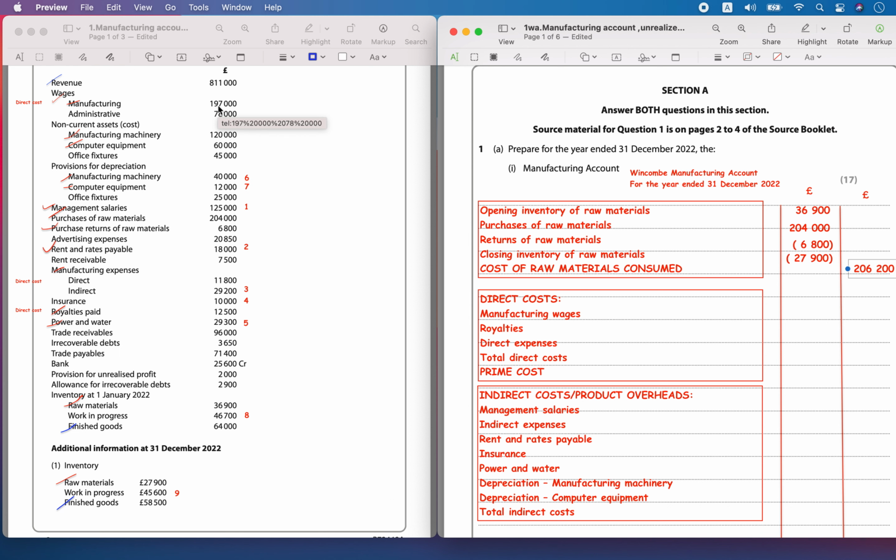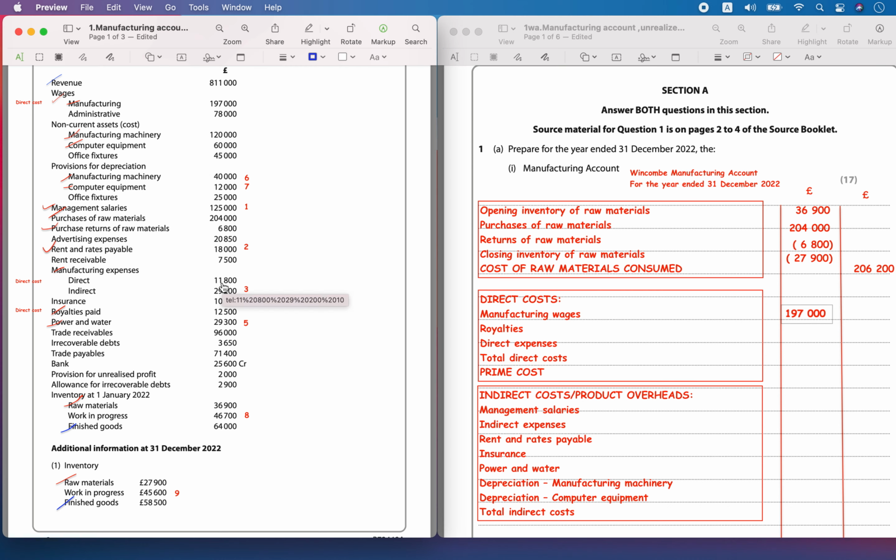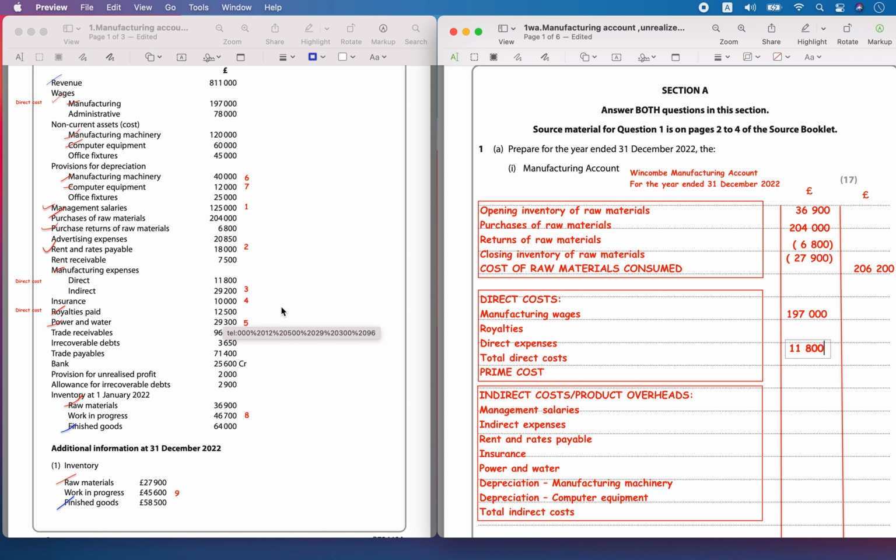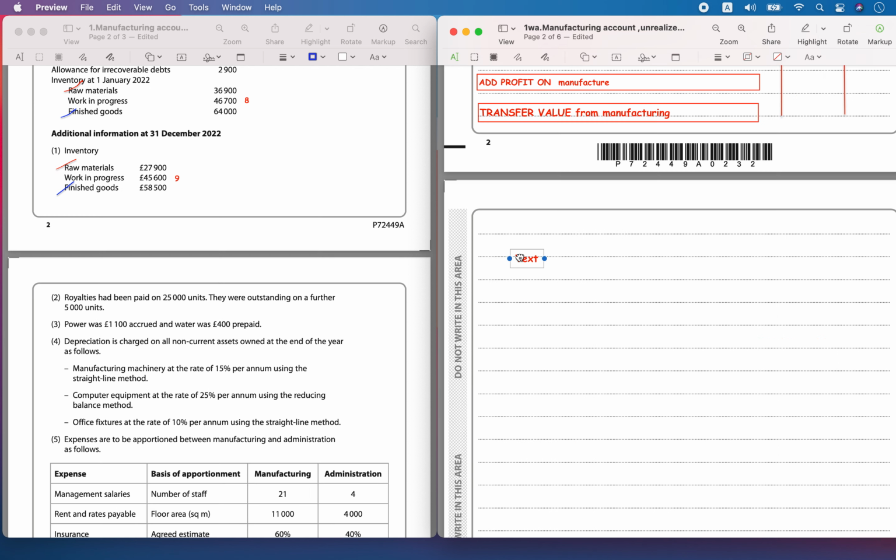206,200. Okay, manufacturing wages is 197,000. Manufacturing expenses, you have some direct costs which is 11,800. Then you have the royalties paid. It is also a direct cost. So the entire cost will be going to the manufacturers involved here.